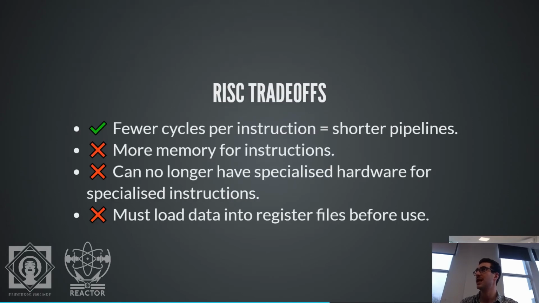So this obviously has some trade-offs. Fewer cycles per instruction means we can get away with having shorter pipelines, which is good. But now we potentially need more memory to store our programs because they're going to be longer. It makes it harder to have specialized hardware for specialized instructions. And also, now we have to load data into register files before use, and we can't have special complex instructions for working on stuff resident in memory.